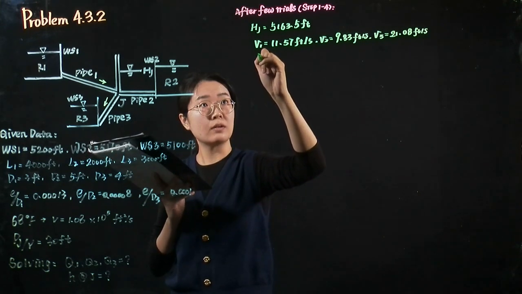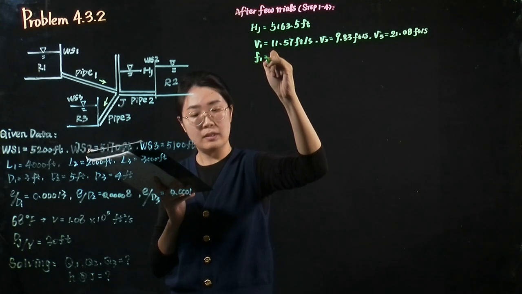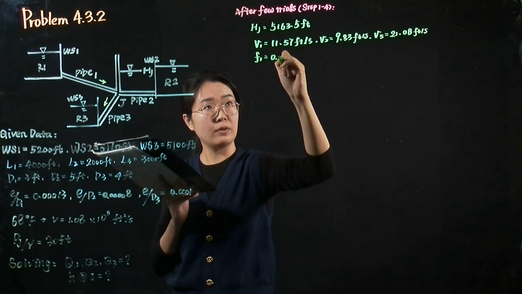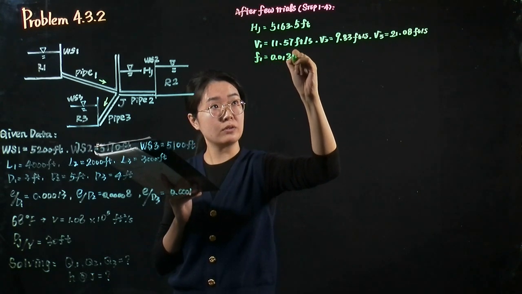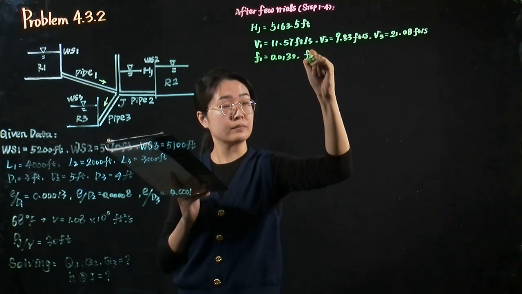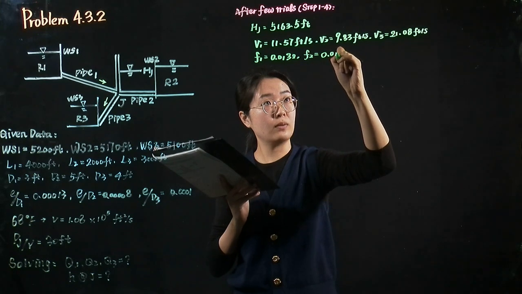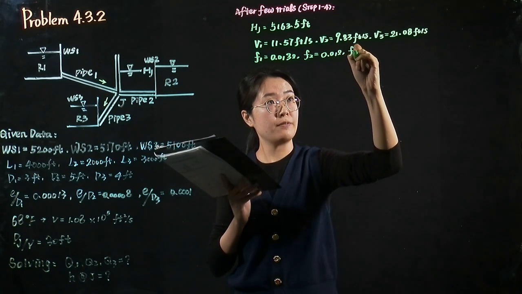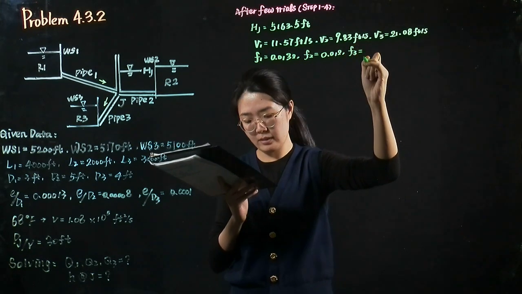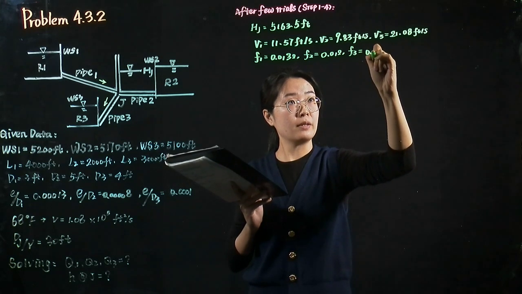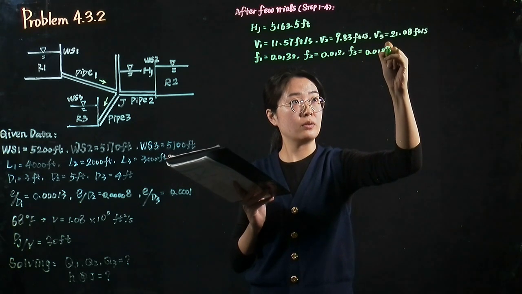And its corresponding friction factor is 0.0132, 0.012, and friction factor in pipeline 3 equals to 0.0123.